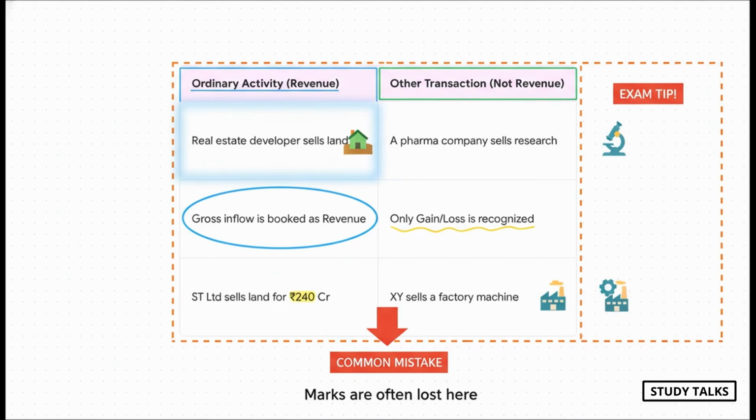But on the other hand, what if a pharma company sells an old factory machine? Is that their main business? No way. So in that case, you don't book the full sale price as revenue. You only book the profit or loss on that sale. This is a classic trap where students lose marks. You have to ask yourself, is this their main gig?